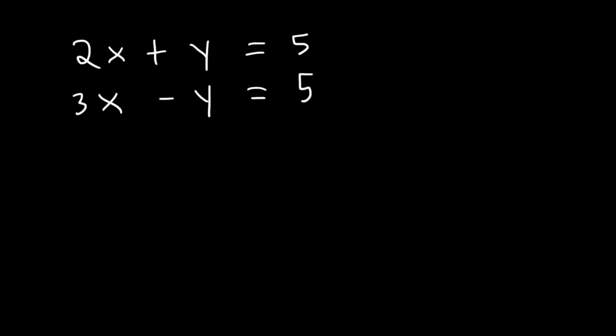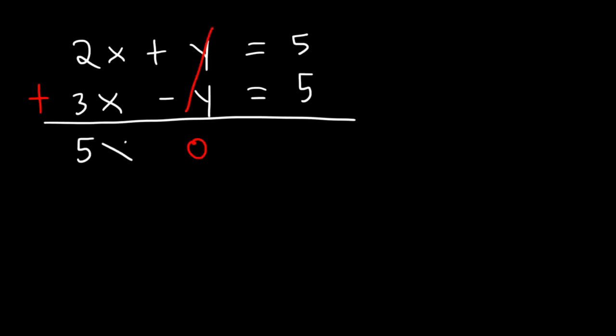By the way, whenever you have 2 variables, you need 2 equations to solve it. To use the elimination method, we need to add the 2 equations. Notice that if we add the 2 equations, the y variable cancels. y plus negative y is equal to 0. 2x plus 3x is 5x. So therefore, 5x is equal to 5 plus 5, which is 10.